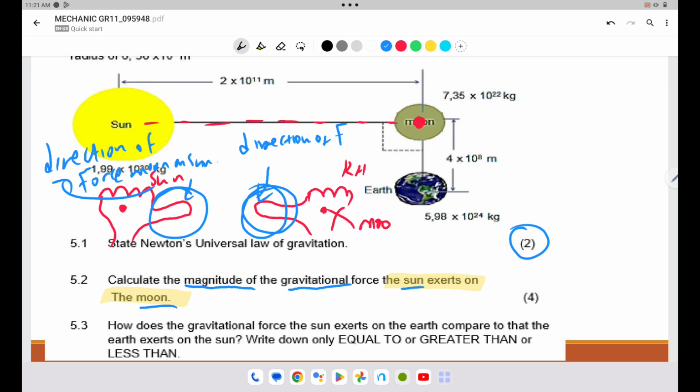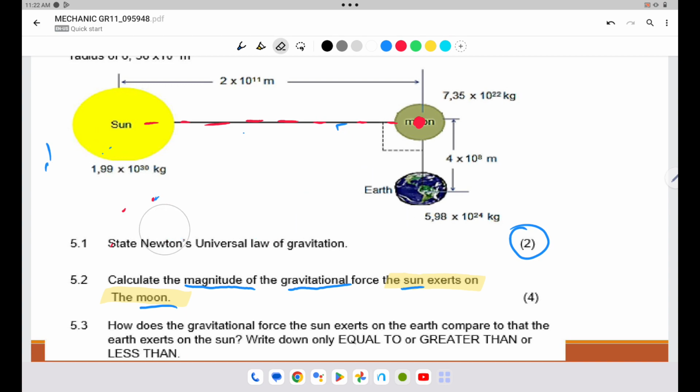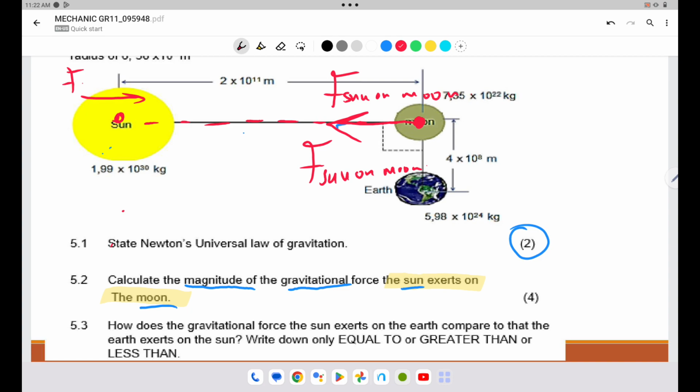Okay, so now I'm going to draw out this force on the diagram. So it means that the direction of this force on the moon, the direction of the force of sun on moon, I'm going to write it up here: force of sun on moon. That force is towards the left. And on the sun, the force of moon on sun, that force will be towards the right. Okay, I'm most probably going to need these force diagrams in a short while.